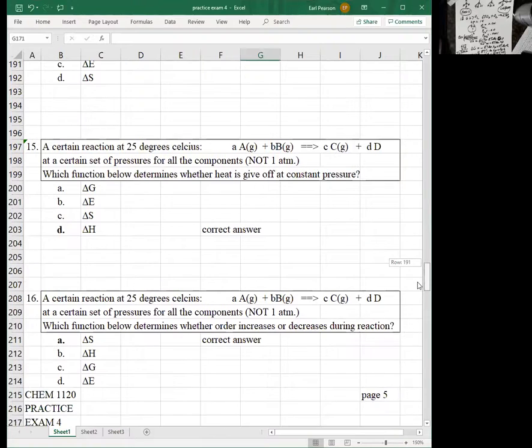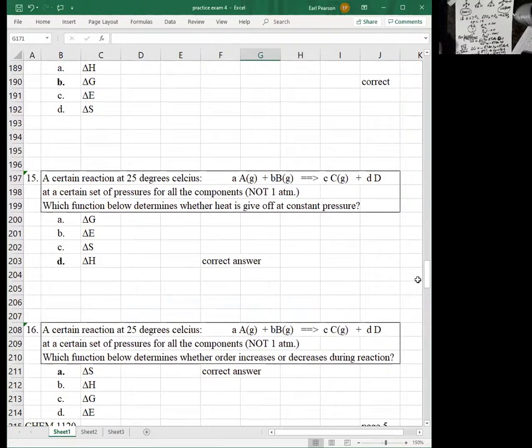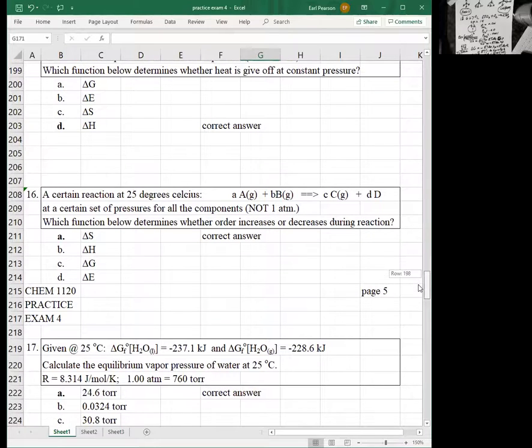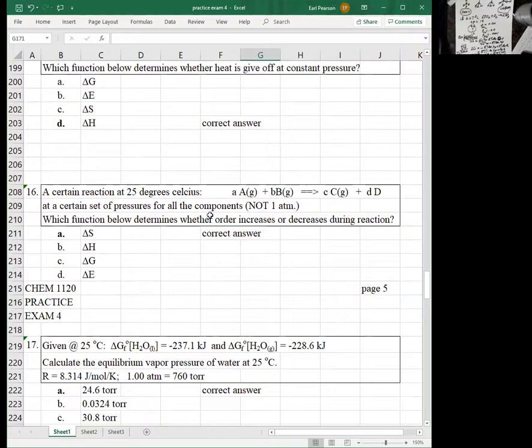Okay, see about number 15 and see if that's good. Now, we've got the same reaction. Which function below determines whether heat is given off at constant pressure? The definition of delta H is Q at constant pressure, so that one is easy. Number 16, which function below determines whether order increases or decreases? That's delta S. Those were intended to be gifts, okay?